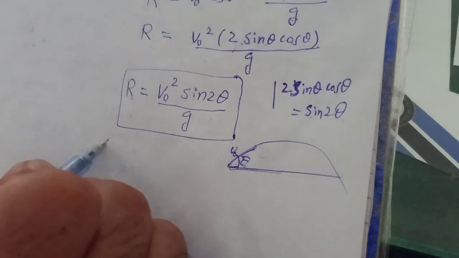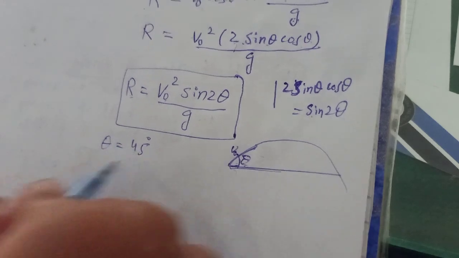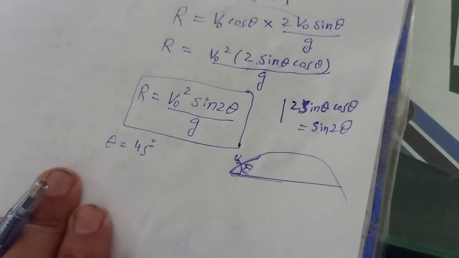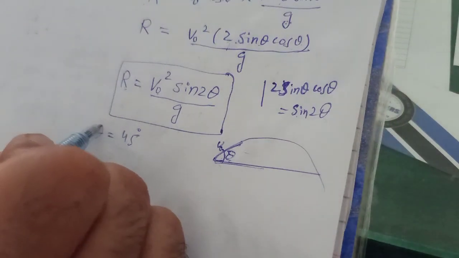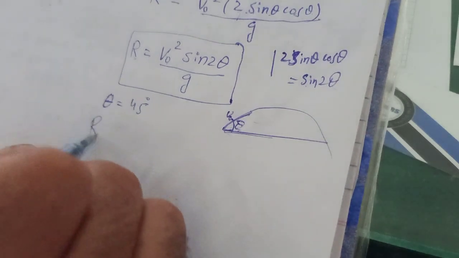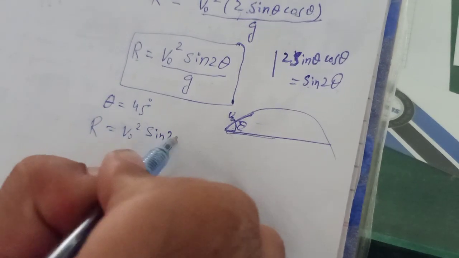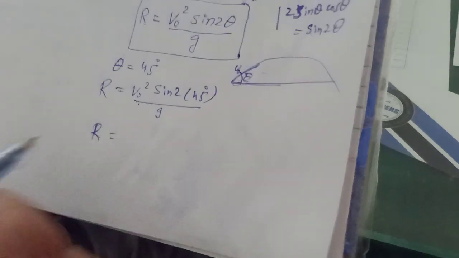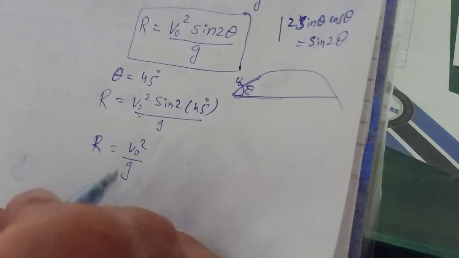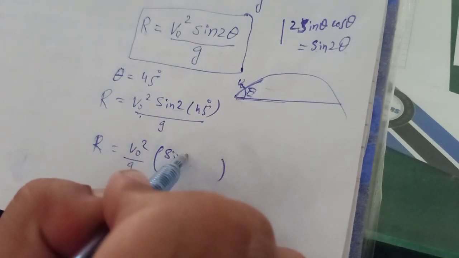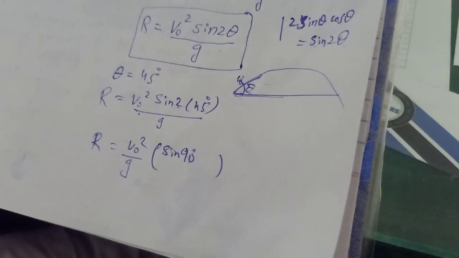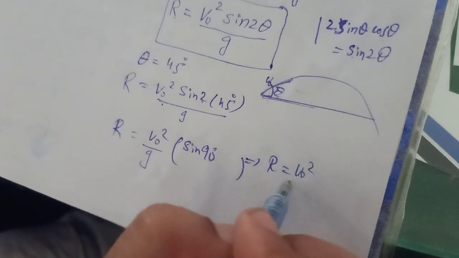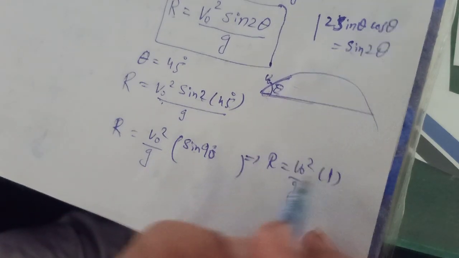Now from this equation, it is quite obvious that the range of projectile will be maximum at 45 degrees. The rest of the remaining angles will not result in a maximum value of range. The only value of theta that results in the maximum range is 45 degrees. That is, if we put theta as 45 degrees, so V naught square by G as it is, and that will become sine of 90 degrees, 2 times 45 is 90. So if we simplify it, range turns out to be V naught square divided by G, and sine 90 is equal to 1. See?